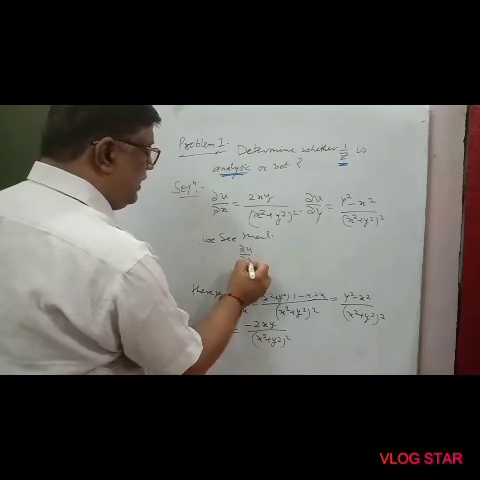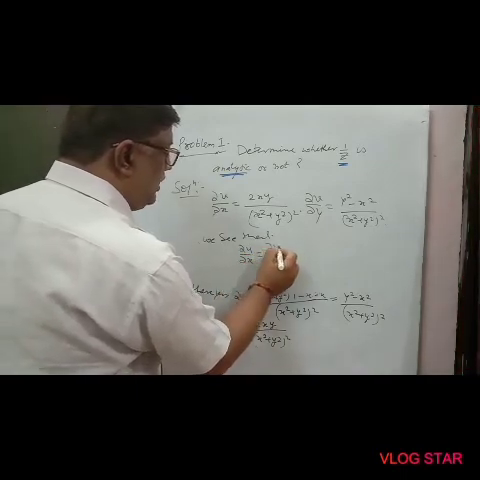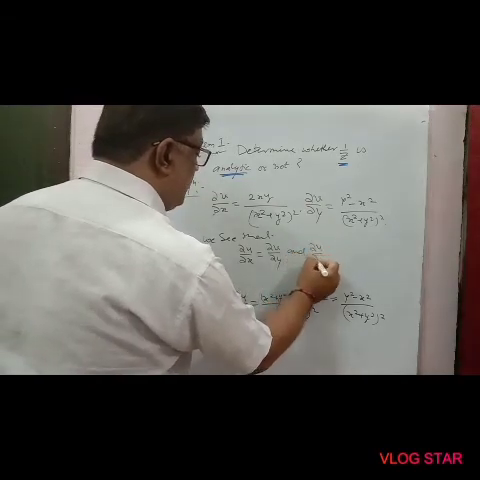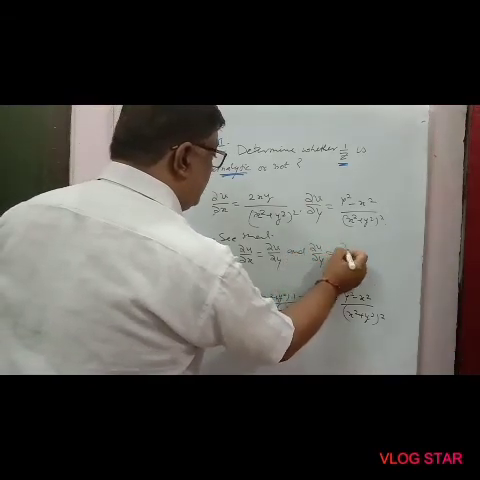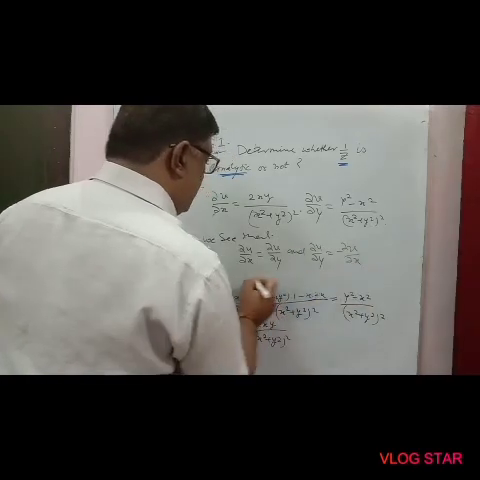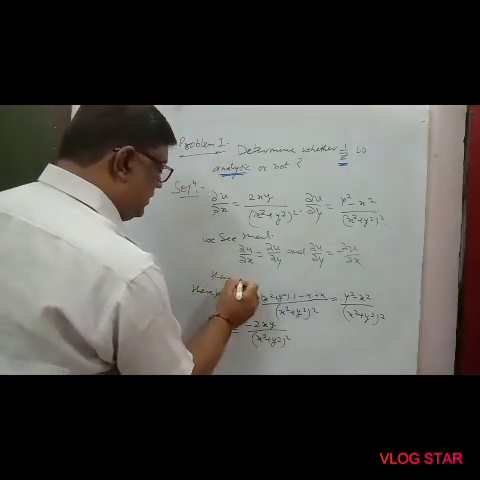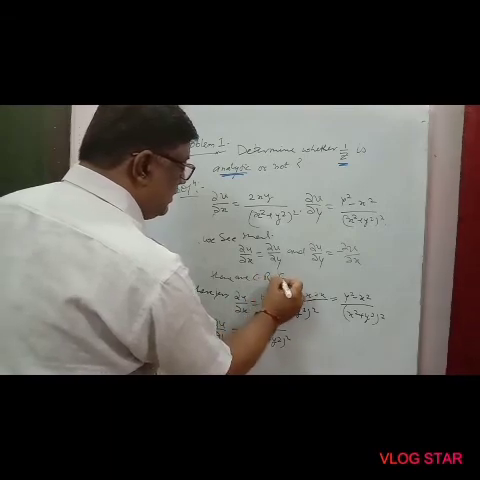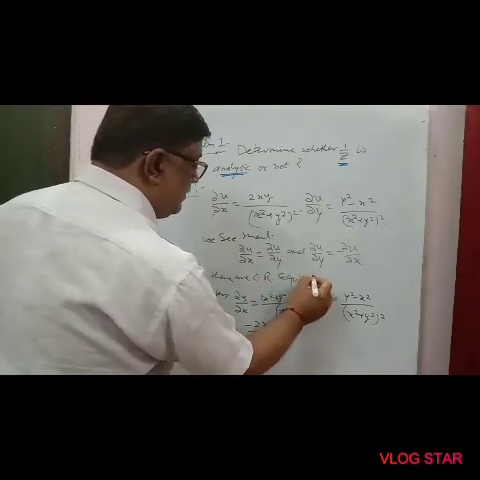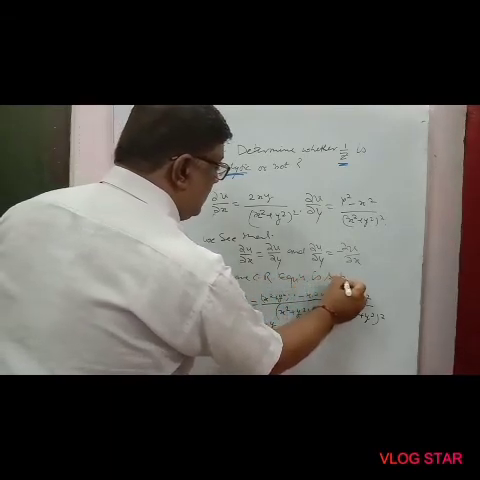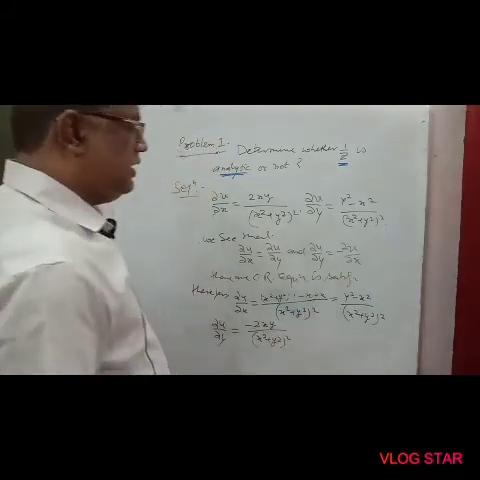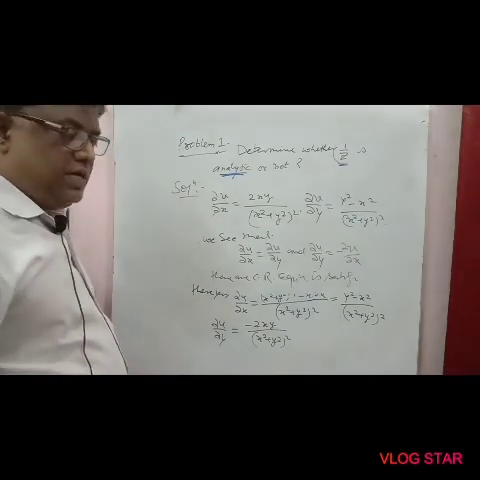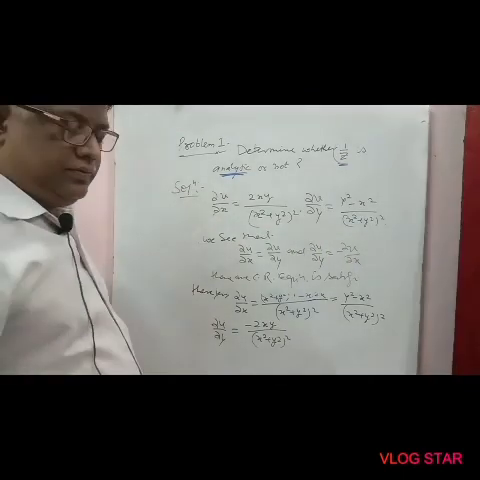From these differentiations, we see that del u upon del x is equal to del v upon del y, and del u upon del y is equal to minus del v upon del x. These are the CR equations, and they are satisfied. Hence, this satisfies the analytic function condition. It means 1 upon z is an analytic function.